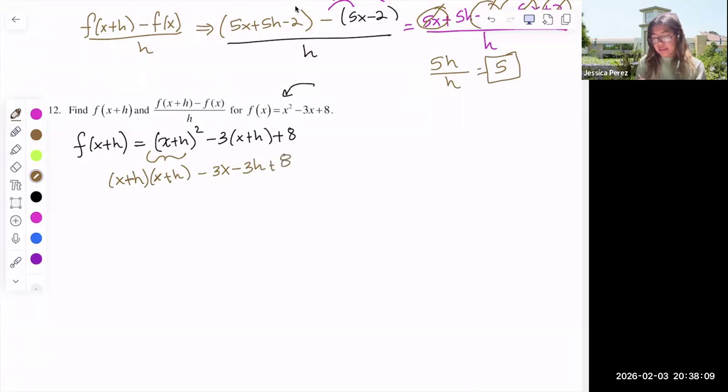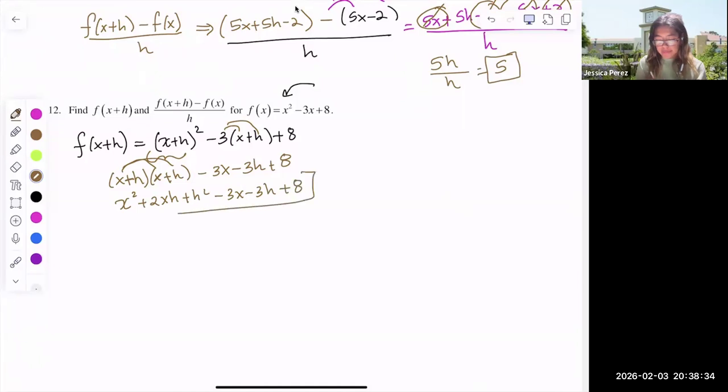So right now, I actually distributed this minus 3 here. And then I have to clean up x squared plus 2xh plus h squared. How did I get that? Multiply x times x, x squared. I have hx and hx, that's 2xh, and then h and h, that's h squared, minus 3x minus 3h plus 8. So all of this is f of x plus h.